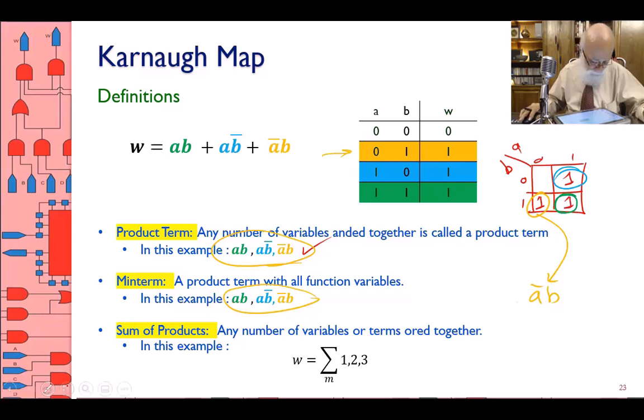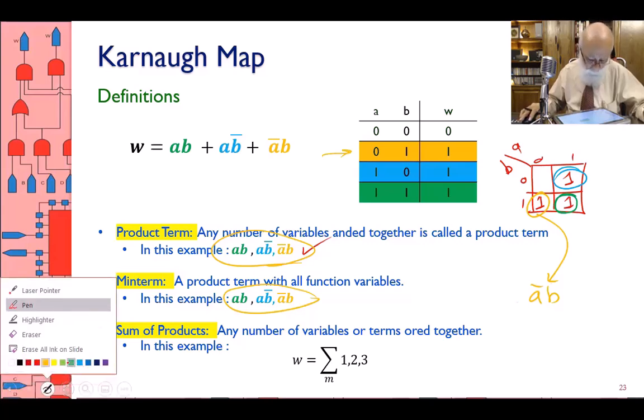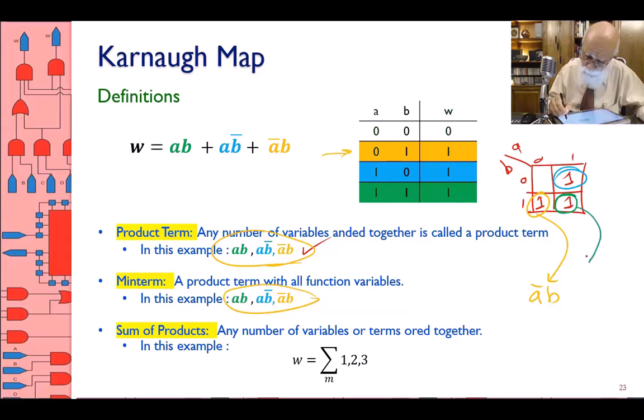Okay? Then we have the green one. This is A B. And then we have the blue one. This is A B bar. All right?